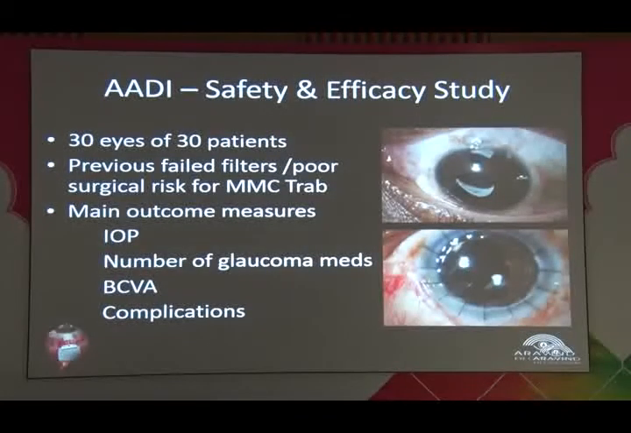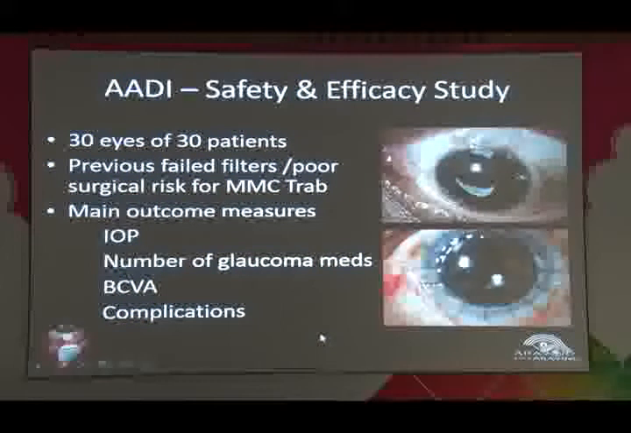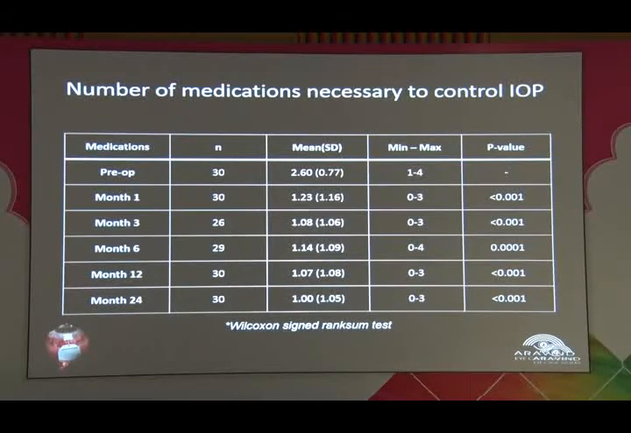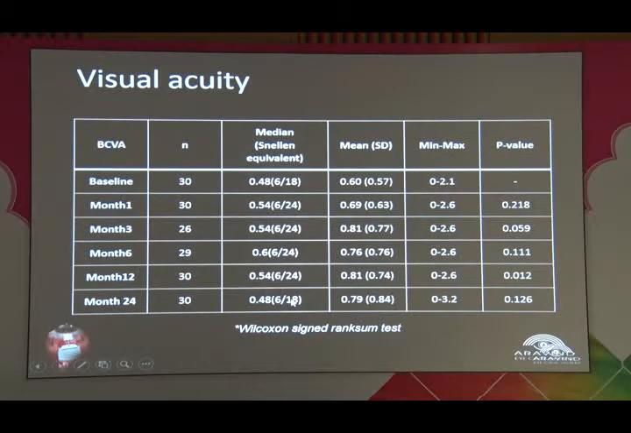And of course, we did a study initially with 30 patients with complicated glaucomas, such as failed trabeculectomy and other secondary glaucomas. The results were very encouraging. Preoperative intraocular pressure was 31, and at the end of 2 years the intraocular pressure was about 13.58, which is statistically very significant. The number of medications also fell from 2.6 to 1 at the end of 2 years. Visual acuity remained the same, 6/18, and at the end of 2 years it remained the same in most of the cases.